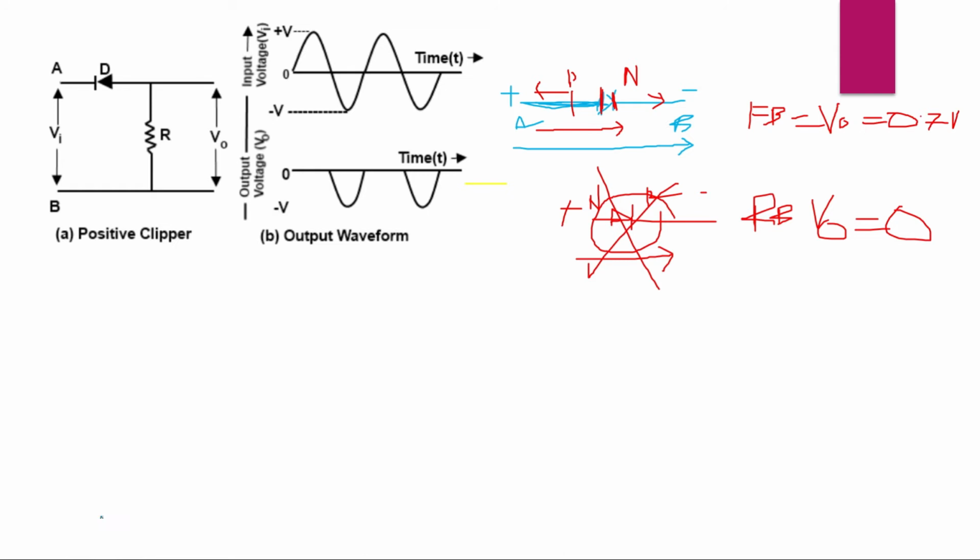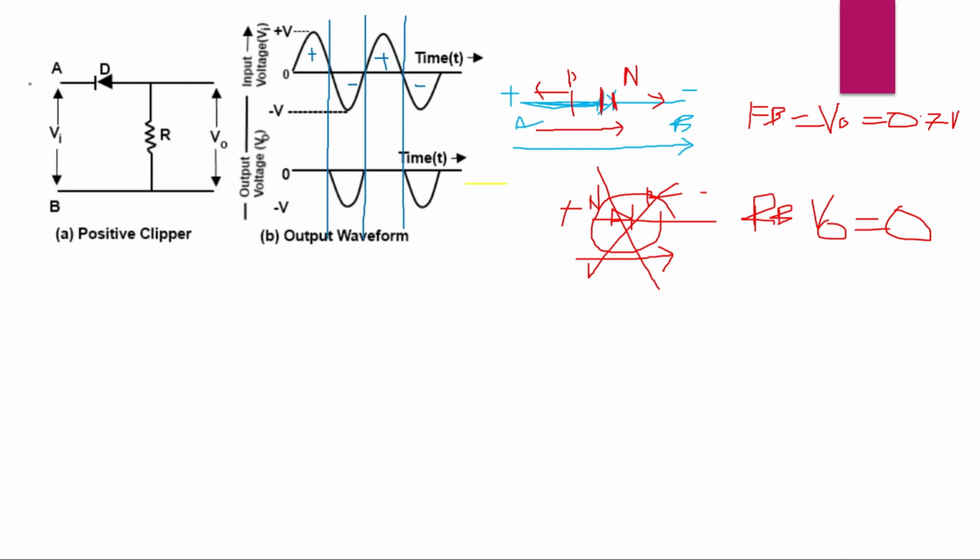You can clearly notice here, this is my input waveform, and exactly below it is my output waveform. Suppose there is a positive portion, negative portion, positive portion and negative portion. It means positive half cycle and negative half cycle. Don't think it is something else.